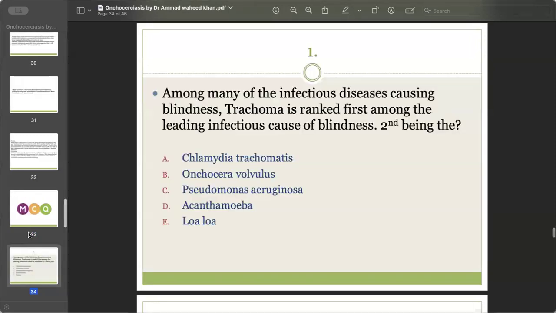Now it's time for MCQs. MCQ number one. Among many of the infectious diseases causing blindness, trachoma is ranked first among the leading infectious causes of blindness, second being the: A, Chlamydia trachomatis; B, Onchocerca volvulus; C, Pseudomonas aeruginosa; D, Acanthamoeba; and E, Loa loa. B is the right answer.